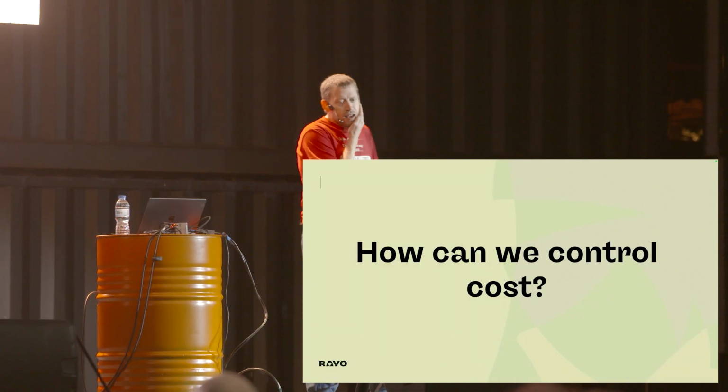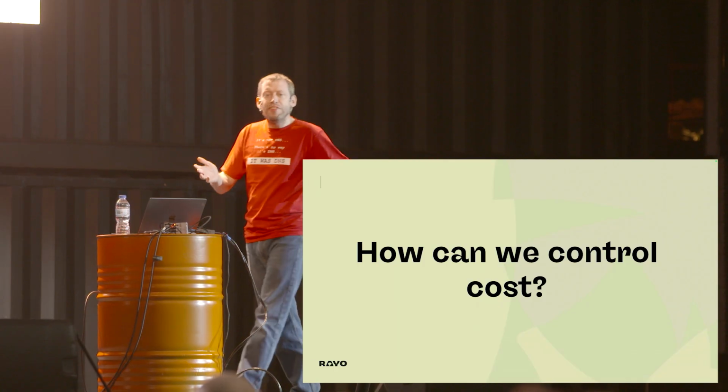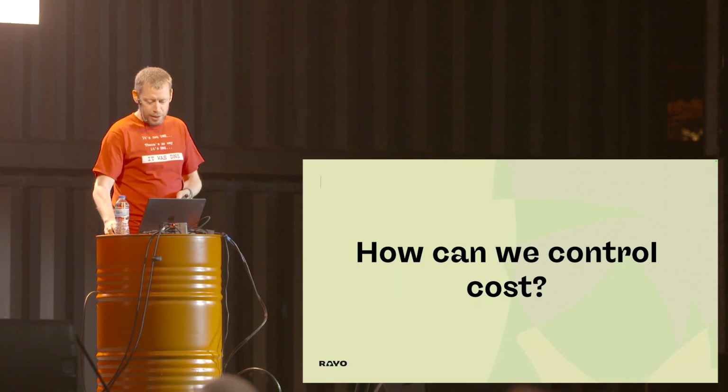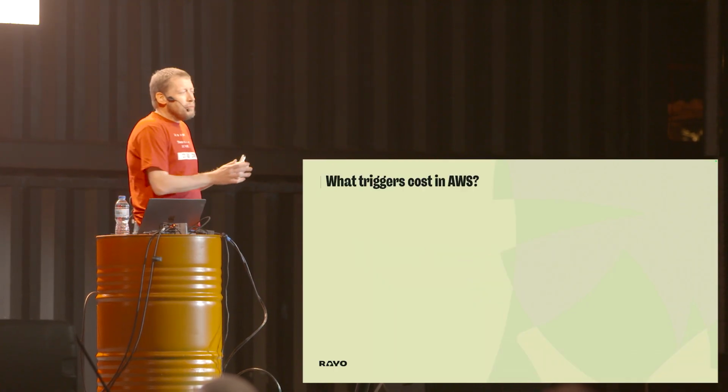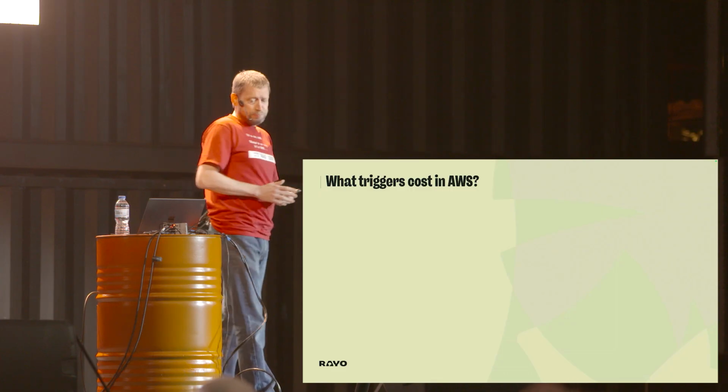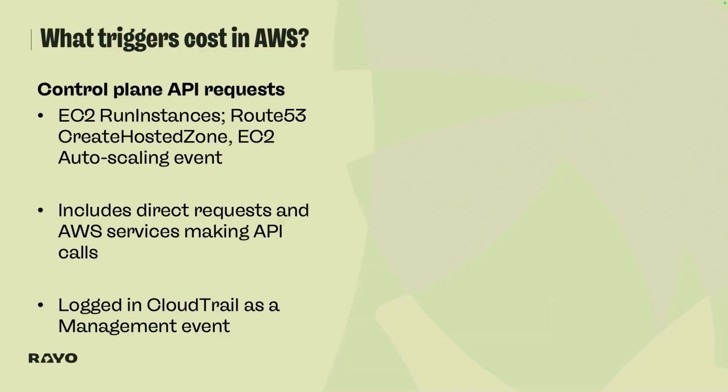Right, so how do we control cost? If this is the problem, what are we going to do about it? Okay, so let's think about what triggers cost in AWS. There are 2 real things. They're control plane API requests. This is when you say, run an instance, create an S3 bucket, create a hosted zone, run an auto-scaling event.